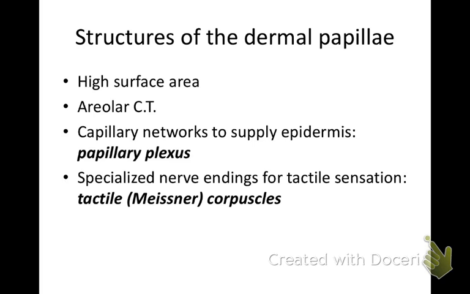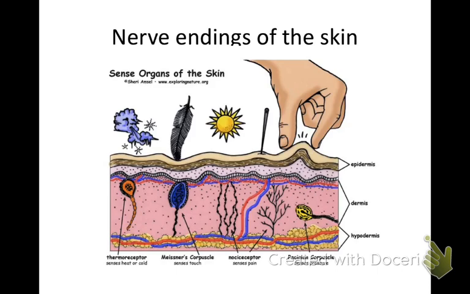And again, that capillary plexus is the name of that. And we also find some specialized nerve endings for tactile sensation. These are called tactile corpuscles. Don't get them confused with the tactile discs, which we've already met, or the tactile cells. So as you study the nerve endings, you got to keep the names straight.